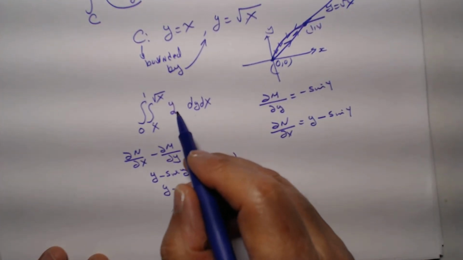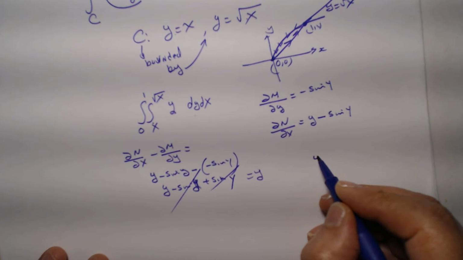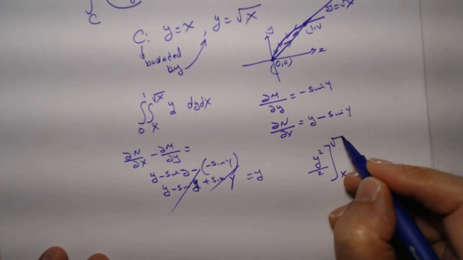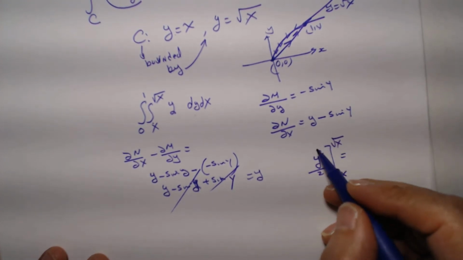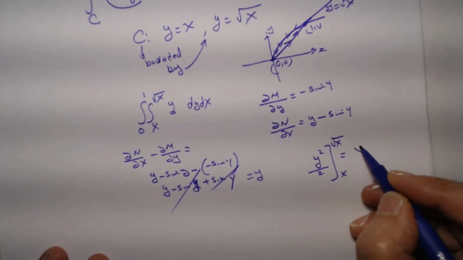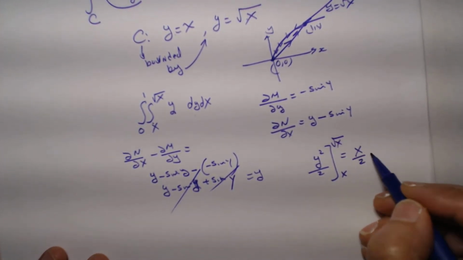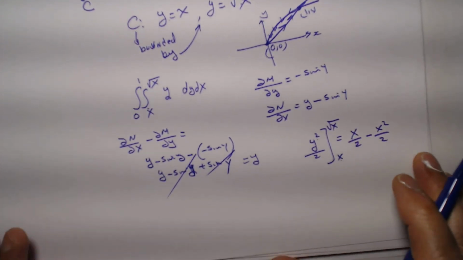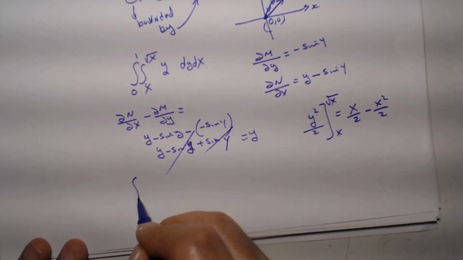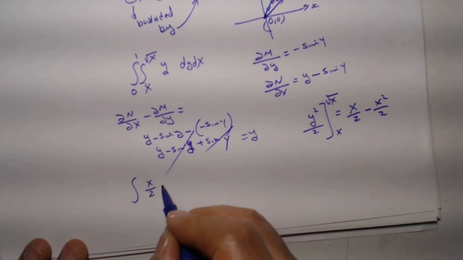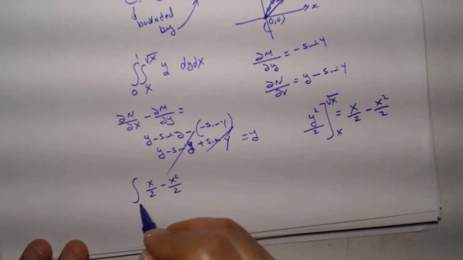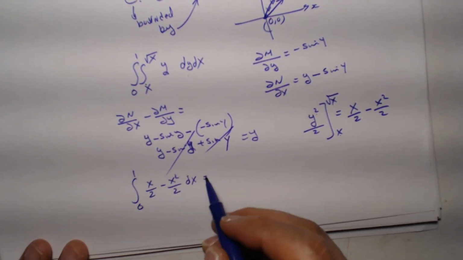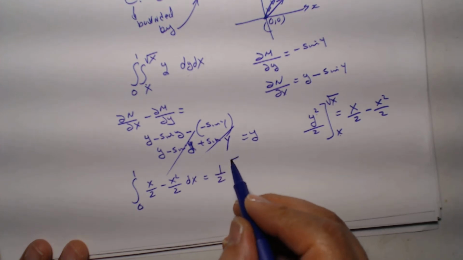And what is the integral of y with respect to y? It is y squared over 2 from x to the square root of x. When you square the square root of x, you get x over 2 minus x squared over 2. Now we're going to integrate x over 2 minus x squared over 2 from 0 to 1 with respect to x. I'm going to get a common denominator and move the 1/2 out.